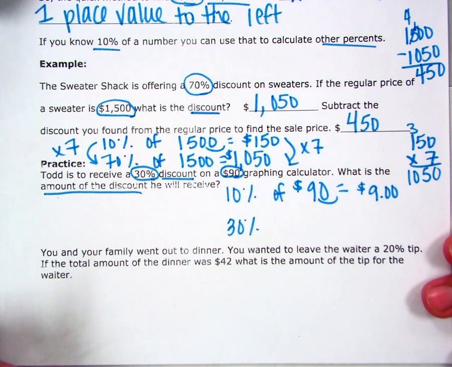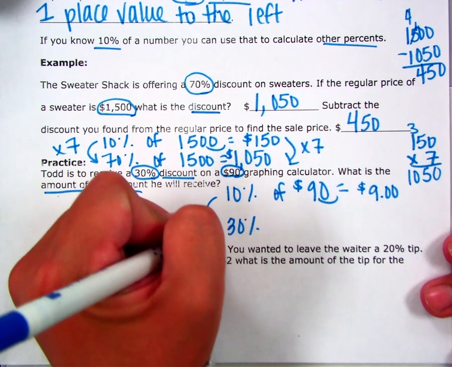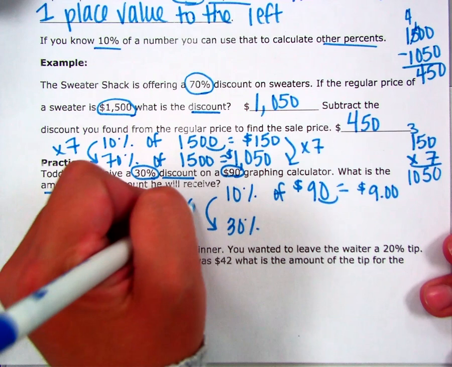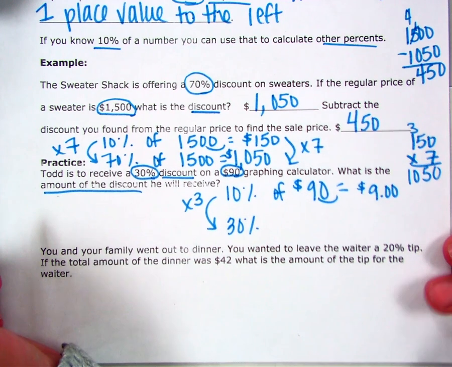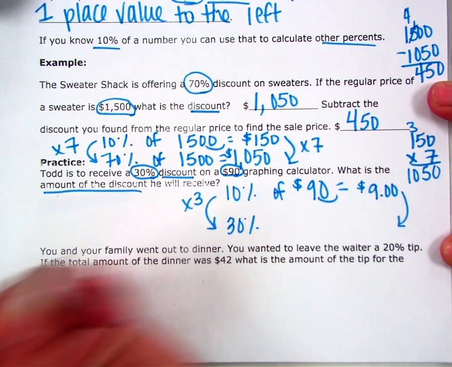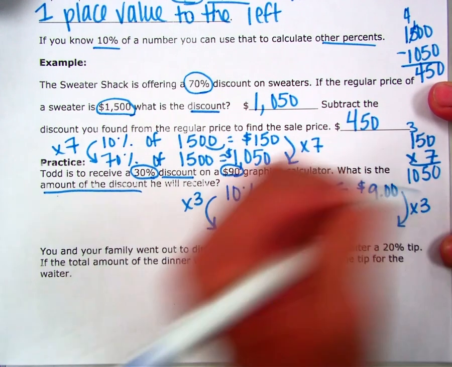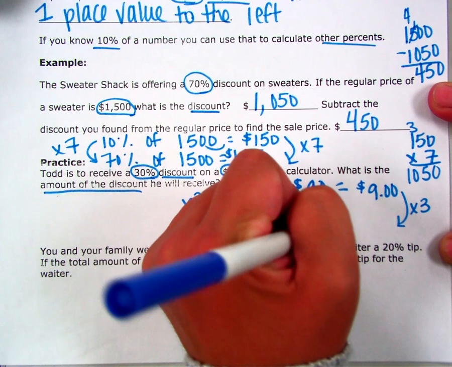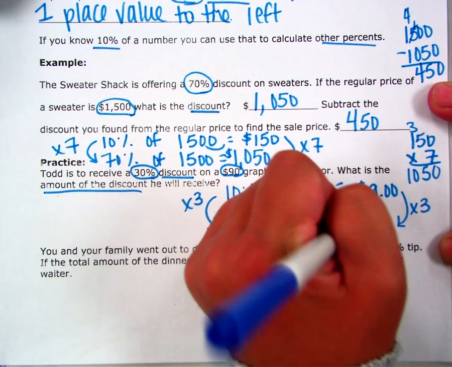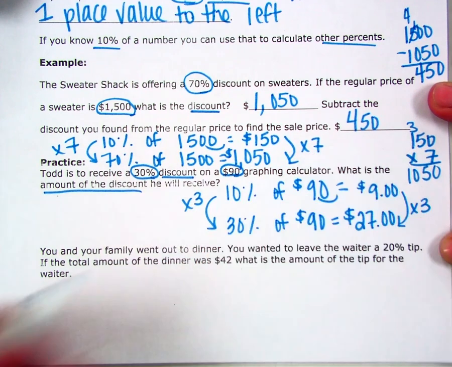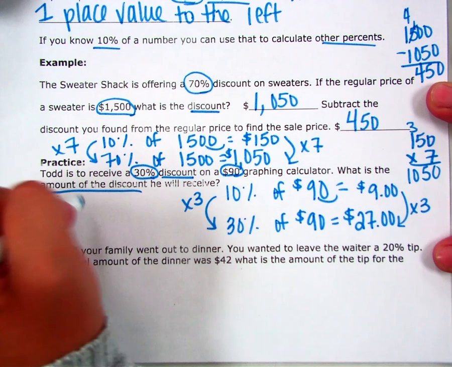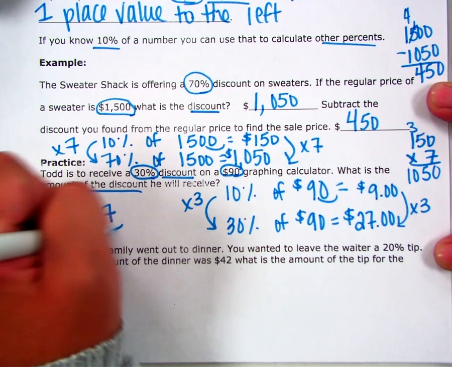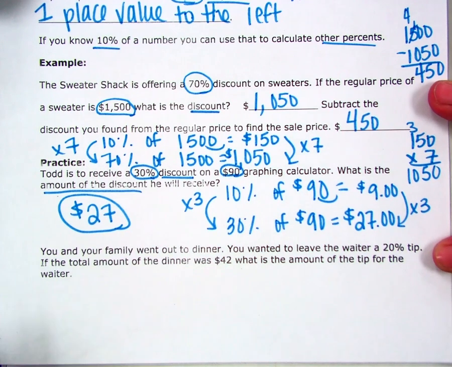But it's 30% off. So can we get from 10% to 30%? Well, sure. 10% 3 times would tell us 30%. So I need this 10% number 3 times. And that tells me that 30% of $90 is $27. So how much of a discount will he get? $27 off.